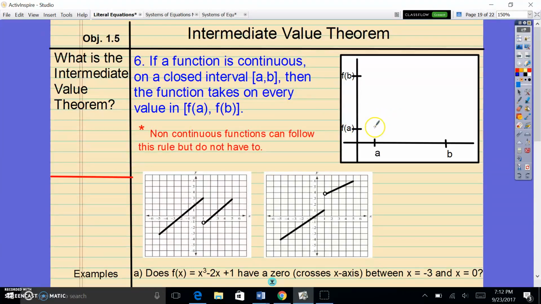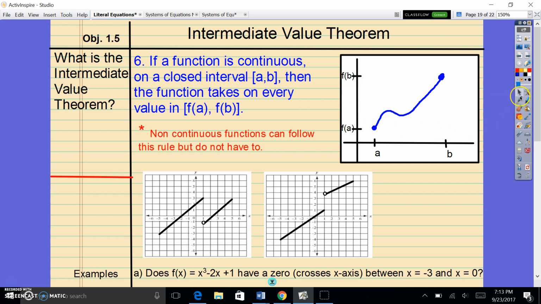Let's say, for instance, that I have a function that starts at a, and let's say that it ends at b here. And let's just say that it looks something like this. Okay? What the theorem is saying is that whatever f of a is, since the function is continuous, and whatever f of b is, the function will take on every single y value between f of a and f of b, at least once.